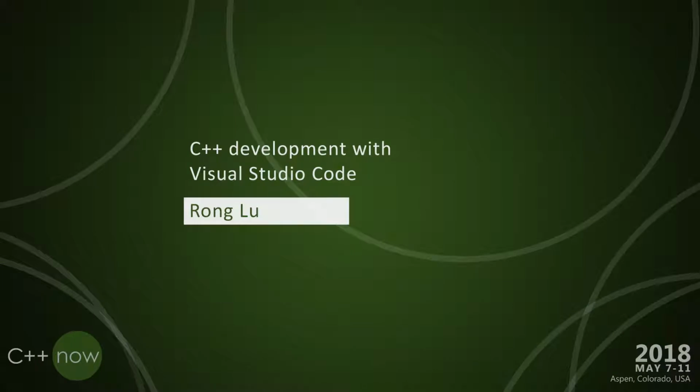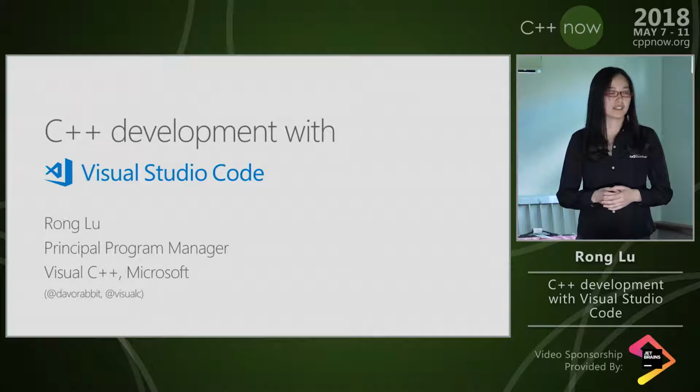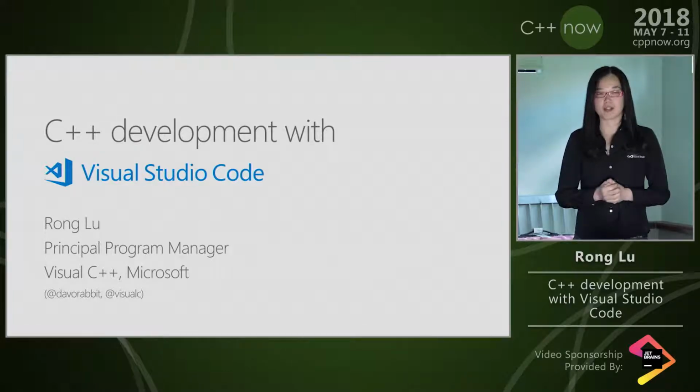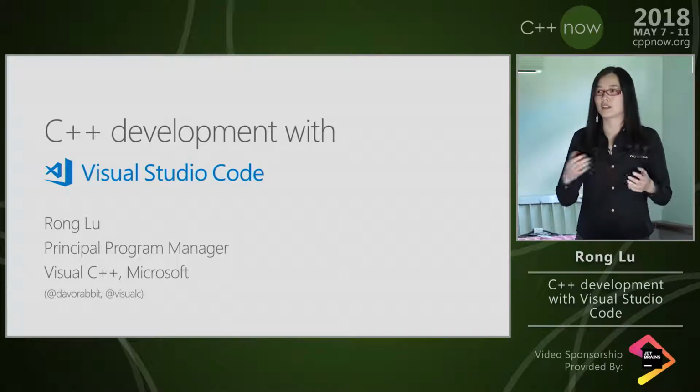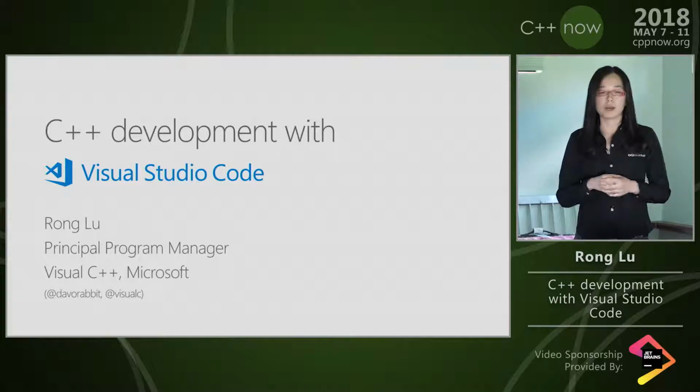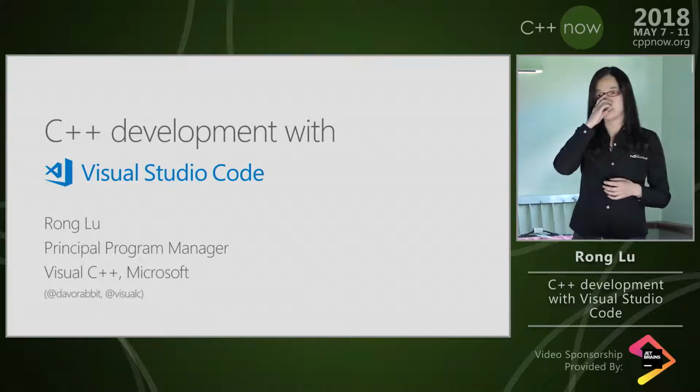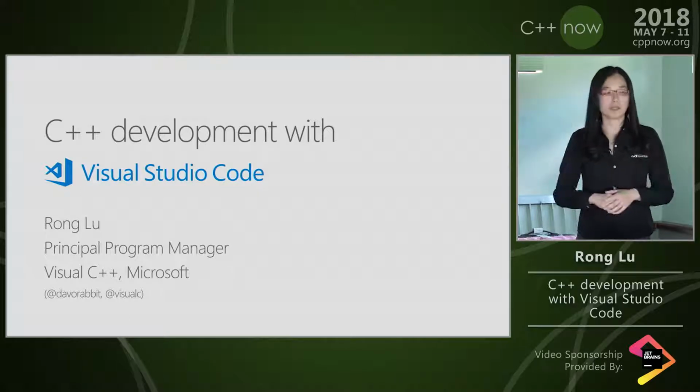So my name is Rong, and I am a PM on the Visual Studio C++ team at Microsoft. Our team owns everything developer tools for C++. We own the compiler, MSVC, the libraries, the IDEs, including Visual Studio and Visual Studio Code. I've been focusing on Visual Studio Code for C++ in the past year, so I'm really happy to be here to share with you what we have got in Visual Studio Code for C++ development.